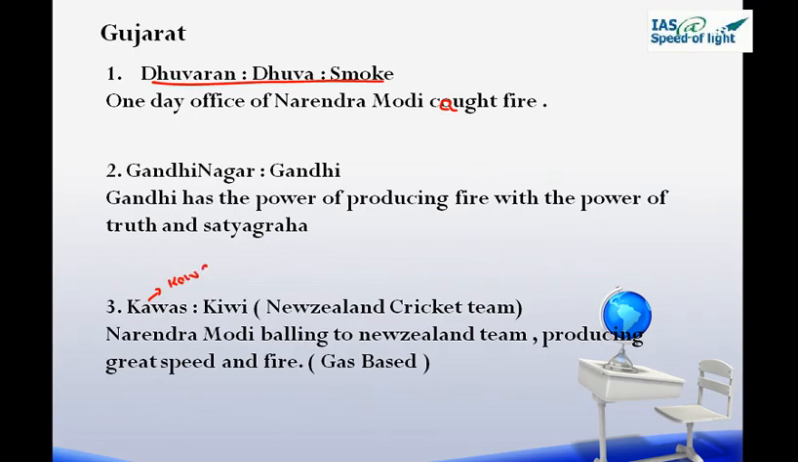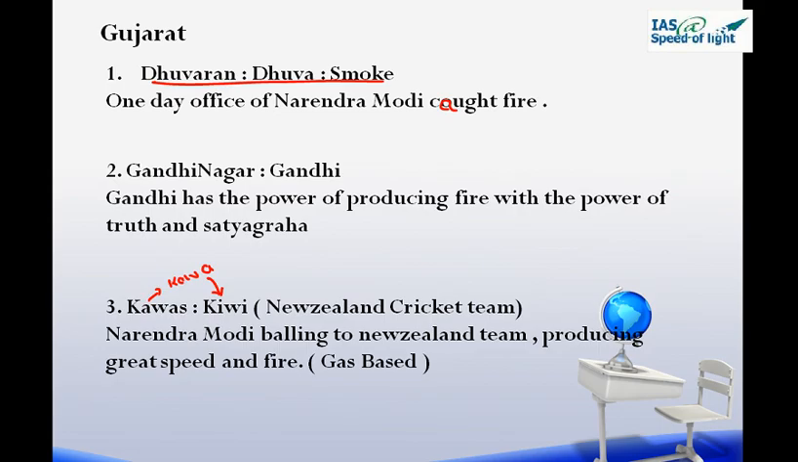And from Kava we get Kiwi. And Kiwi, if you know, it's a short form of New Zealand, right? So Kiwi team or the New Zealand cricket team. So Narendra Modi, now New Zealand cricket team has come for tour to India, and Narendra Modi is bowling to the New Zealand team. So again see a picture where Narendra Modi is having ball in his hands, and now he's ready to bowl to the New Zealand cricket team, which is the Kiwi team.